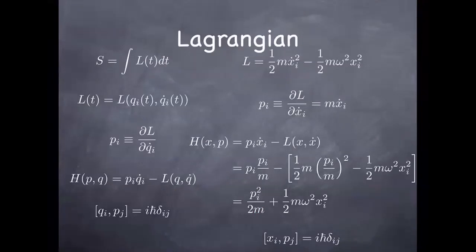We start with the action of any system, given as a time integral of the Lagrangian. The Lagrangian is a function of the coordinate and its time derivative. By differentiating the Lagrangian with respect to the time derivative of the coordinate, that defines the canonically conjugate momentum, pi. Using this, we do the Legendre transform so that the Hamiltonian is written as p q dot minus L. You eliminate the time derivative of the coordinate in favor of the momentum and rewrite the Hamiltonian as a function of the coordinate and its conjugate momentum. So that's what the Hamiltonian is.